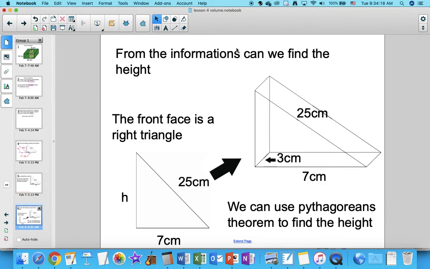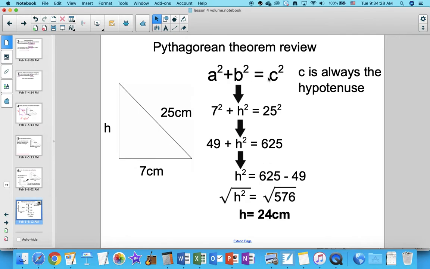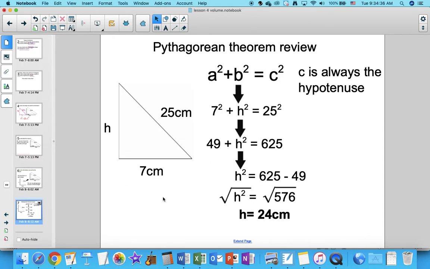From the information, we can find the height. We know this. We can use Pythagorean theorem, right? a squared plus b squared equals c squared. We're trying to find the area of this triangle because the area of this triangle times the width gives me the volume. So I know that c must be 25 because c is always the hypotenuse. h we'll say is b, height, whatever it is.